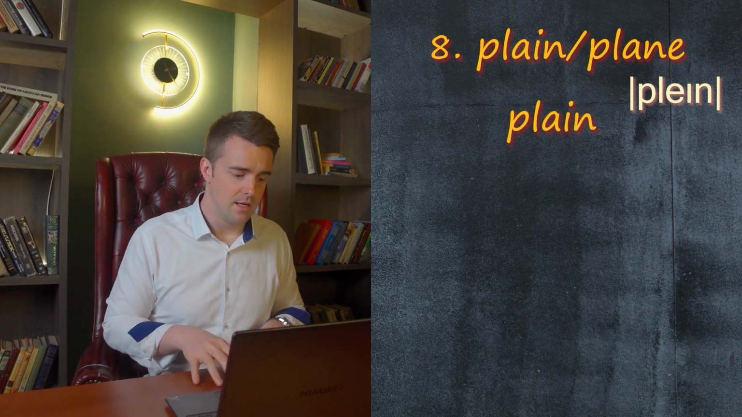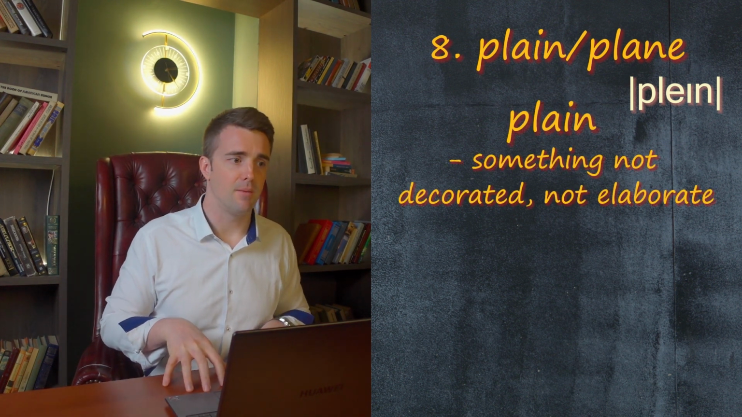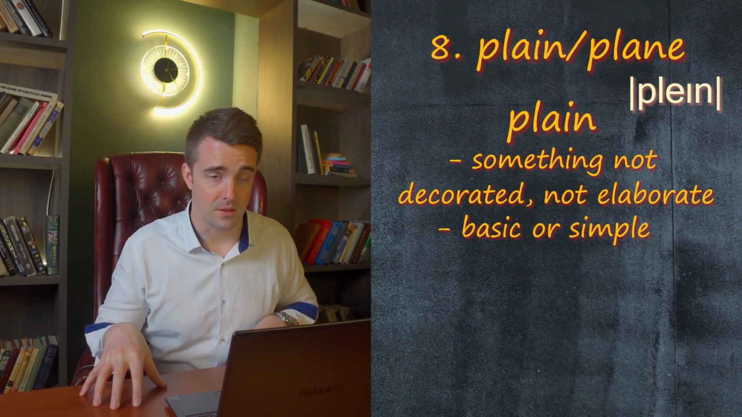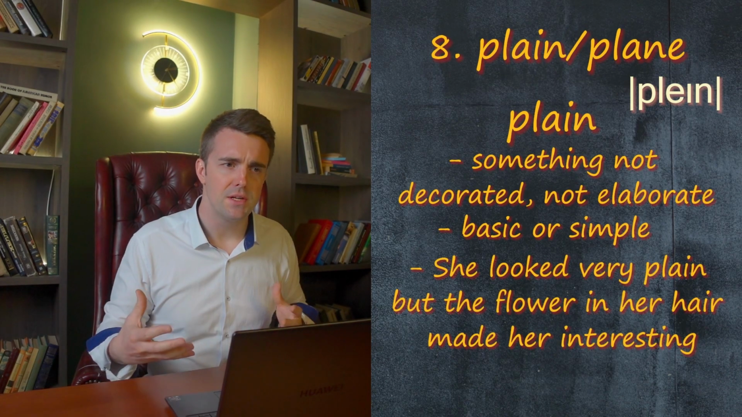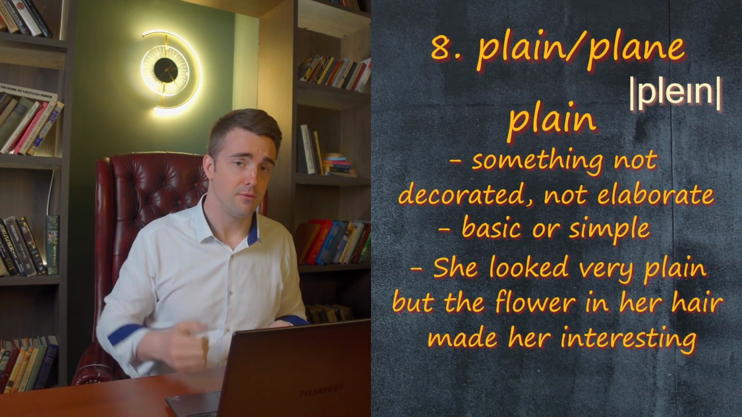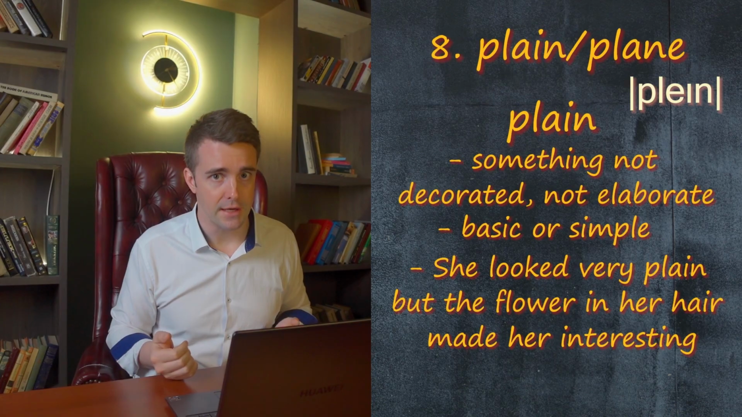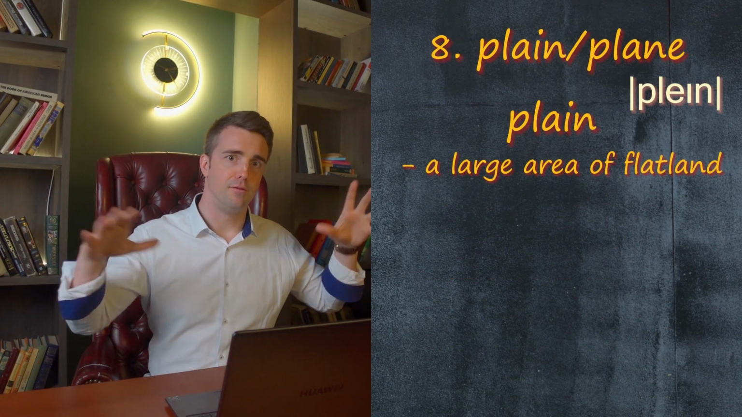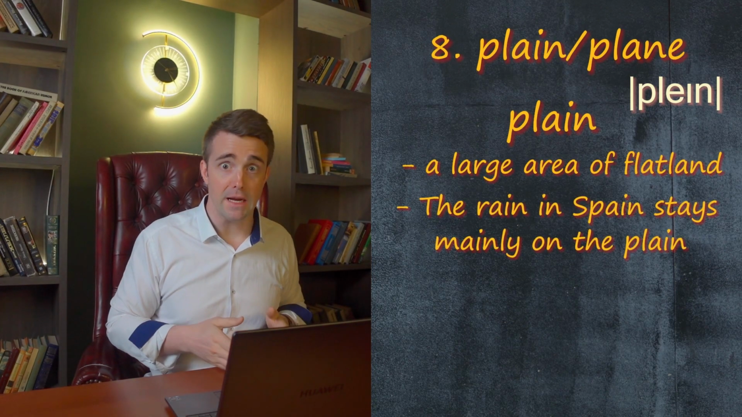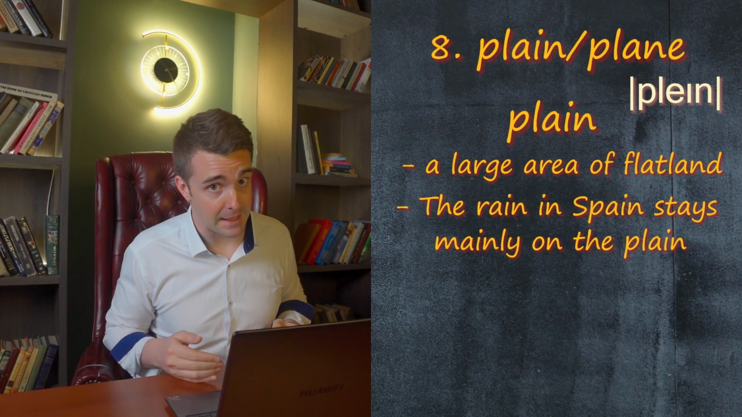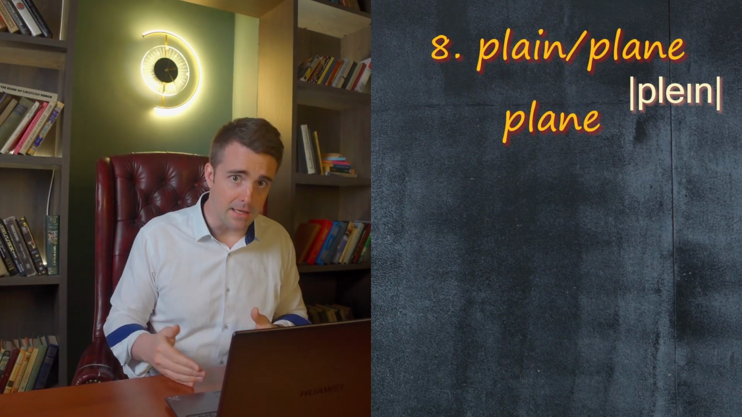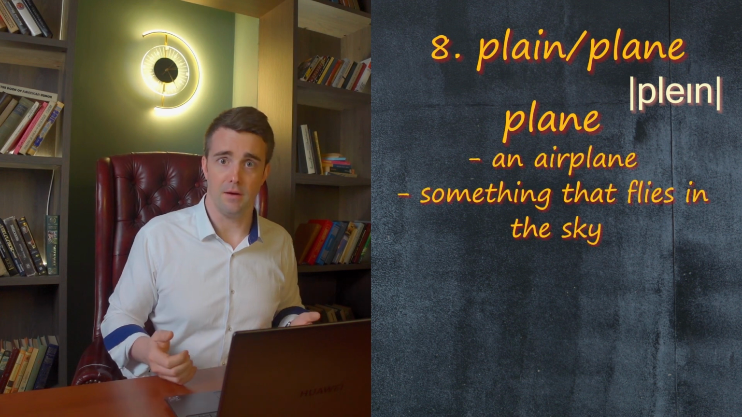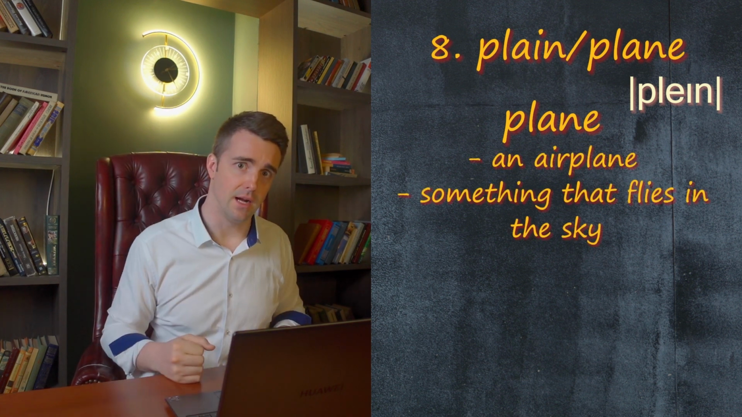And then plain and plane. So plain is something not decorated, something not elaborate. It's basic or it's simple. So for example, she looked very plain, but the flower in her hair made her interesting. Plain can also be a large area of flat land. So for example, the rain in Spain stays mainly on the plain, whereas a plane with an E at the end, plane, is an airplane, something that flies in the sky.